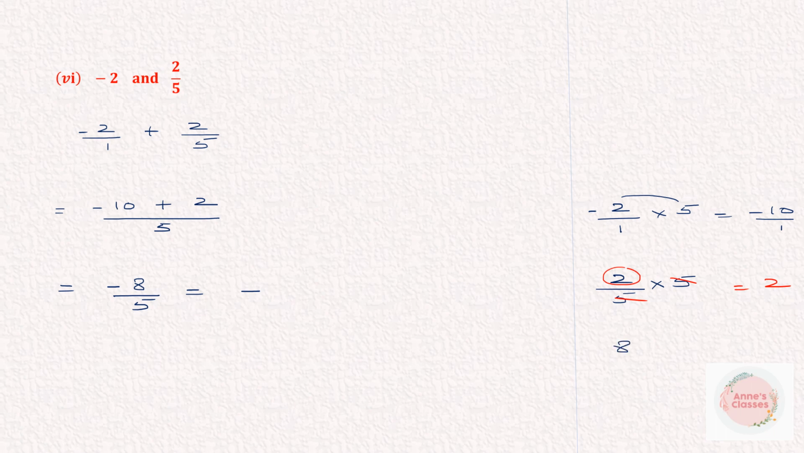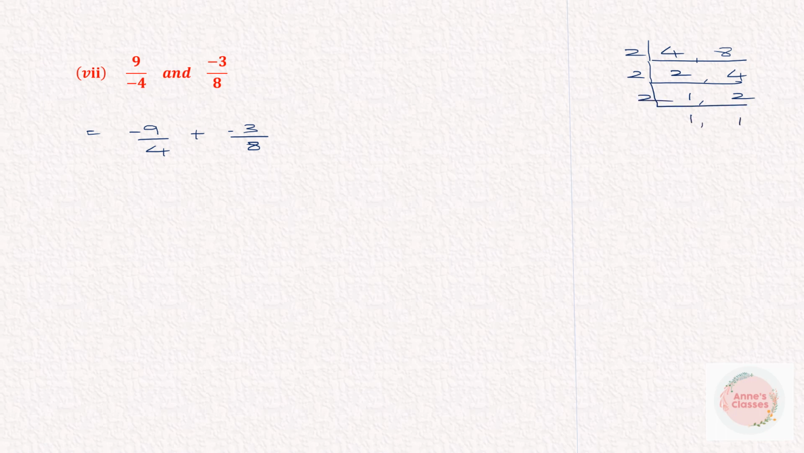Now if you have 8 by 5, how do we say? 5 ones are 5. How much is left? 6, 7, 8. That is 3 by 5. So we have 1, 3 by 5. So the final answer is minus 1, 3 by 5.